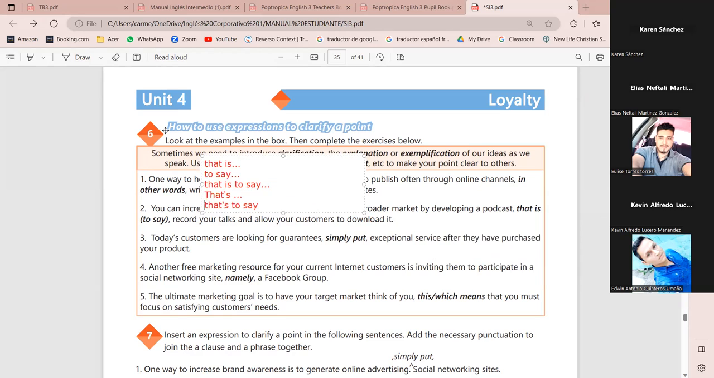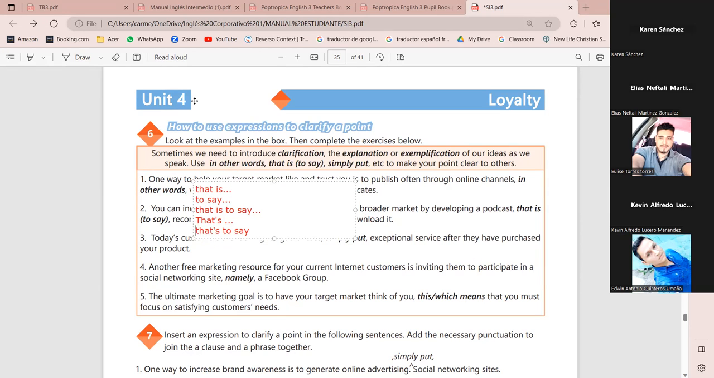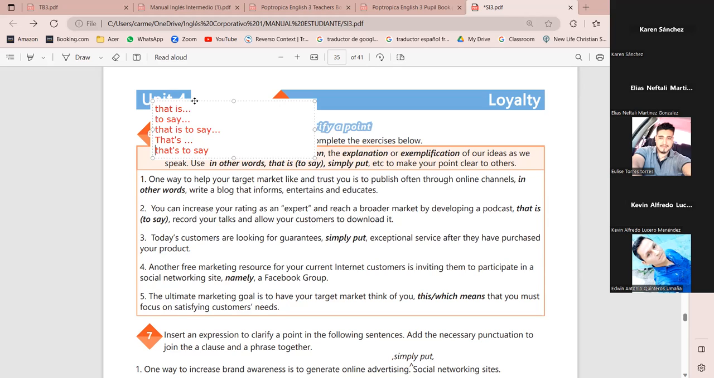Sometimes this expression is not necessary, but it enhances your speaking. So it's important for you to use them, right? When you are talking to a podium or auditorium or an audience, you use this to enhance your speech. So let's read number three. Today's customers are looking for warranties, simply put, exceptional service after they have purchased your product.